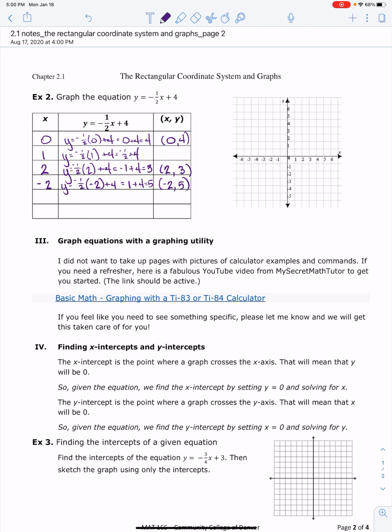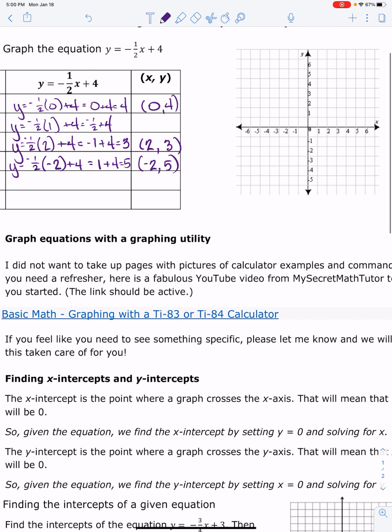This is linear, so I really should not need any more than 3 points to make sure that I have not made a mistake. You really only need 2 points to graph a line. We're going to go with 3 here just in case I messed something up, and then they won't lie in a straight line. It's fairly obvious. So I've got the point 0, 4. So 1, 2, 3, there's my 0, 4. At +2, I'm at 3. At -2, I'm at 5.